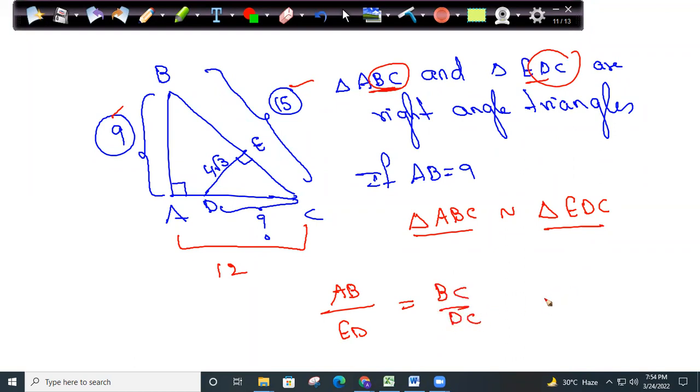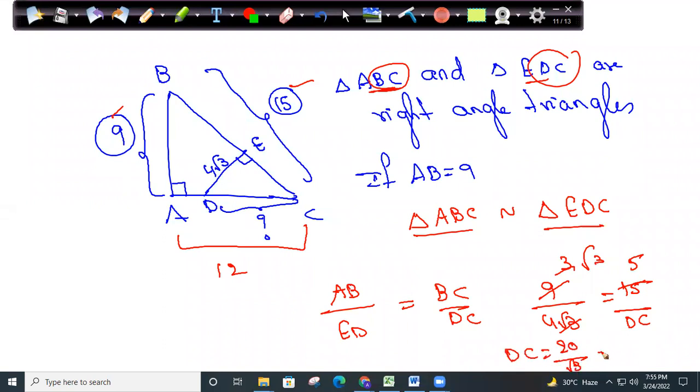What is AB? 9. What is ED? 4 root 3. What is BC? 15. What is DC? You need to find. DC is how much? So this goes 3 times, this goes 5 times, this goes root 3 times. Therefore, DC is 20 by root 3. You can simplify whatever answer you get. That should be 20 root 3 by 3.